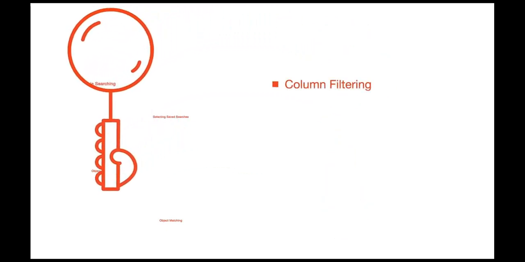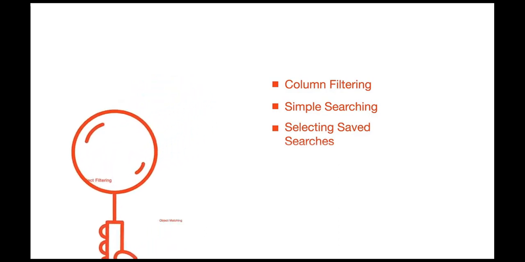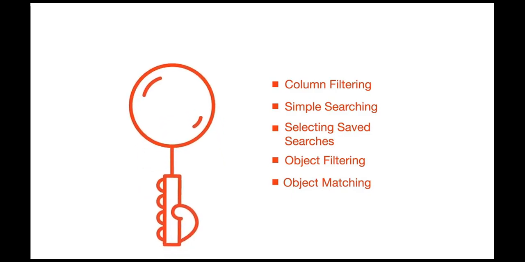These are the types of searches that you can use independently or in combination with each other. Column filtering, simple searching, selecting saved searches, object filtering, and object matching.